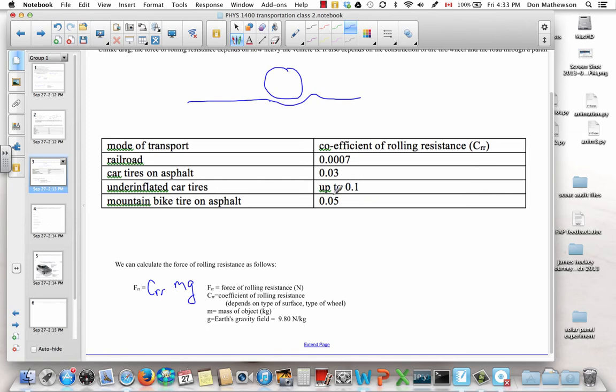Okay, mountain bike tire, again, can be a little bit larger than a car tire because of all the knobs on it, but still relatively low. But then look at steel wheels on steel rails, extremely low coefficient of rolling resistance. That's just because the steel doesn't deform elastically under the weight as much as something like a rubber tire would. Of course, the ride is not as smooth, but then the energy expenditure is much smaller for rail travel.